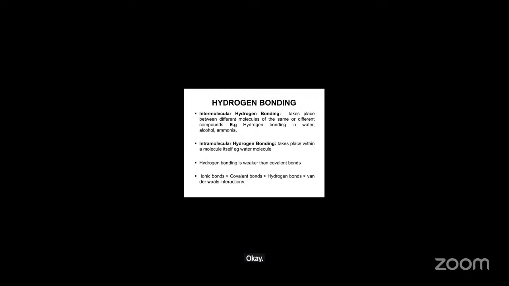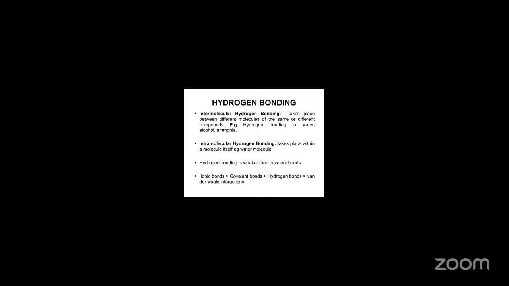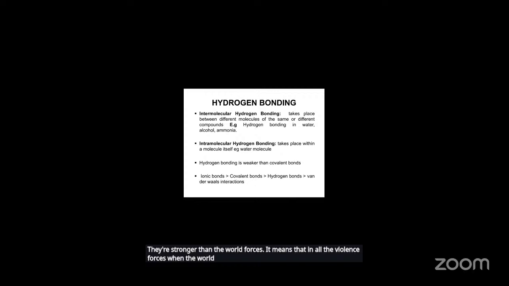Ma, just to get something clear, you said van der Waals has the strongest hydrogen bond. Go back to the slide. I said that van der Waals forces are the weakest kind of bonding. Okay, ma. Hydrogen bonding is weaker than covalent bonding, but stronger than van der Waals forces. It means that in all the valence forces, van der Waals are the weakest.